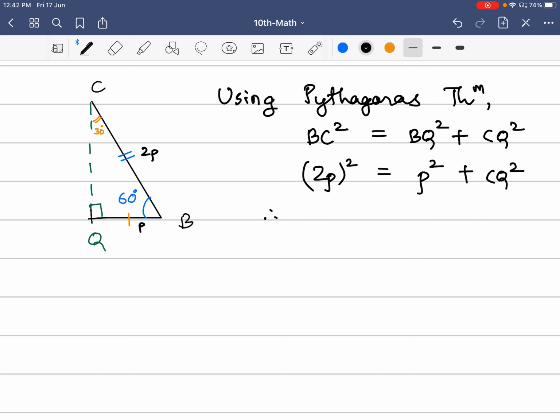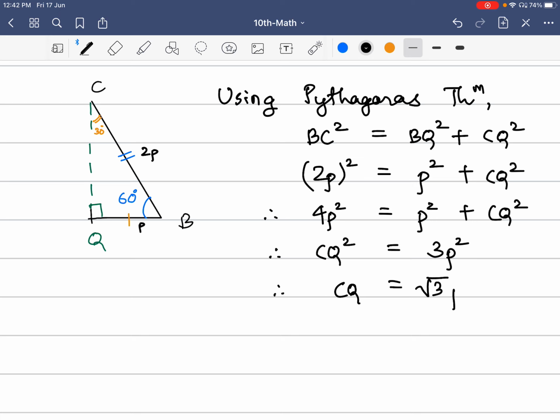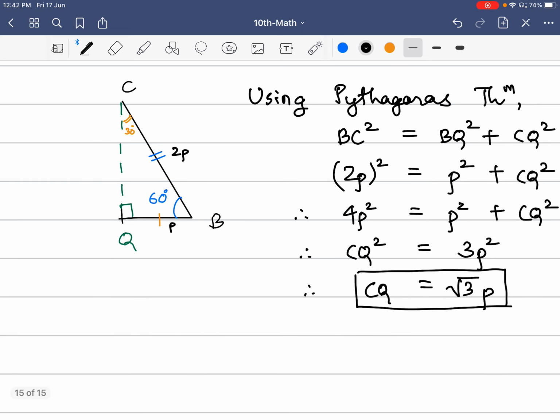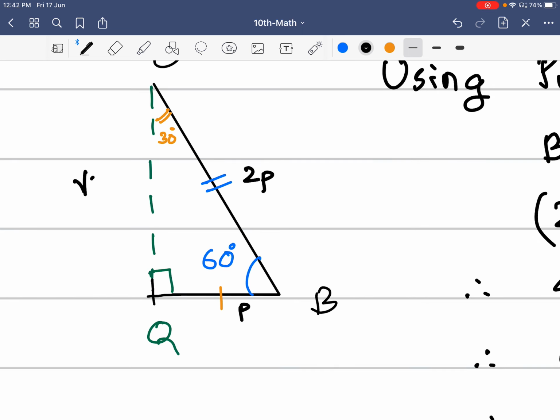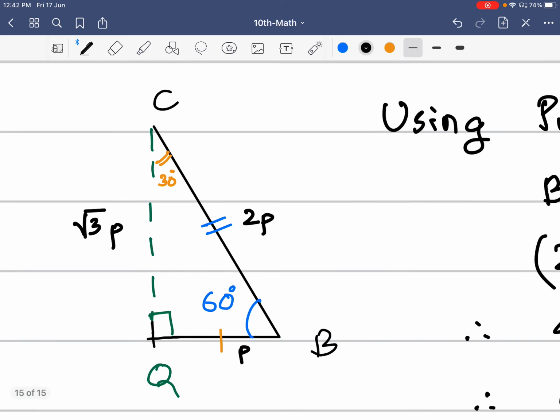Okay, and therefore we get 2p the whole square, which is 4p square, equal to p square plus CQ square. By rearranging, CQ square is equal to 3p square. Now let's take the square root on both sides of the equation. We get CQ as equal to root 3 p. So this becomes the length of side CQ. I'm going to note it down here: CQ is root 3 p.